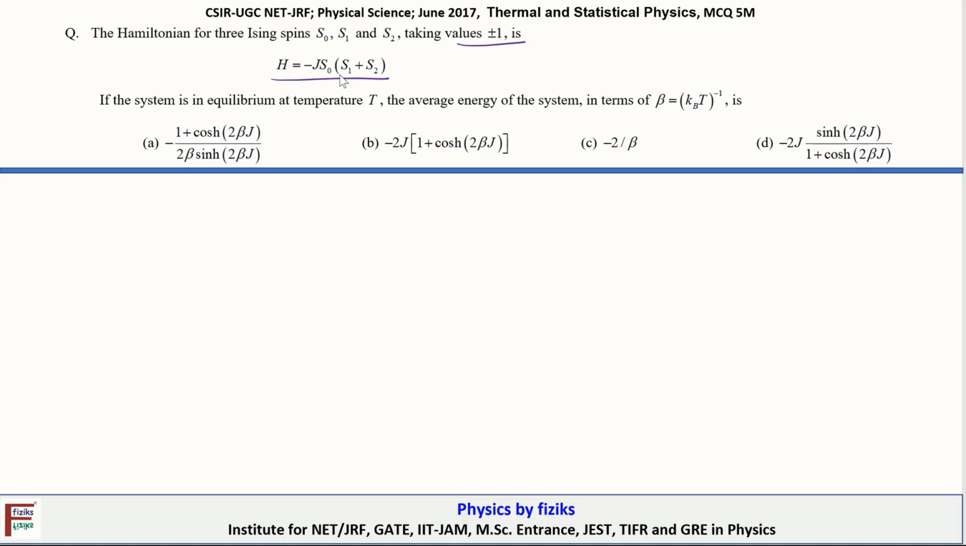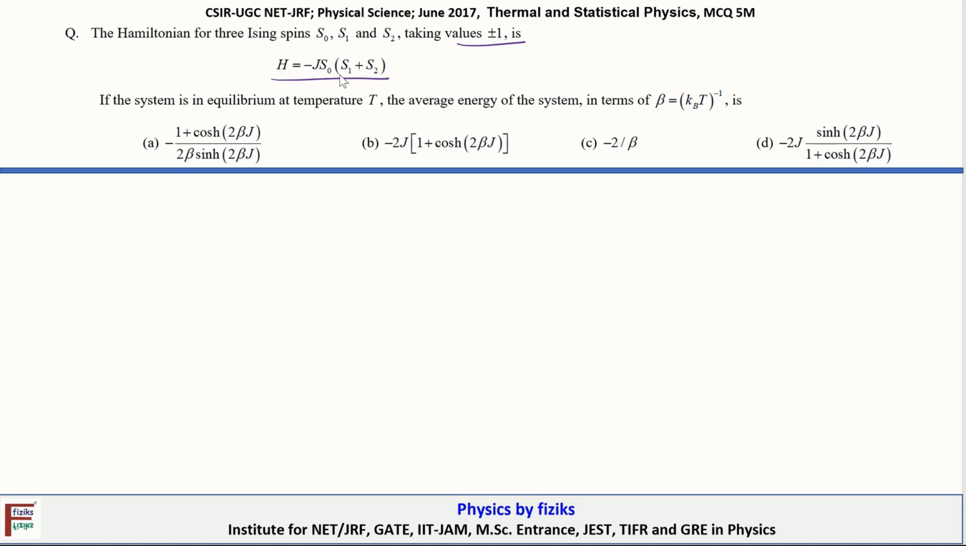If this system is in equilibrium at a certain temperature T, what is the average energy of the system in terms of beta? So we have to find the average energy, and we can do this by simply working out the expression for the partition function, and then from there we can find the expression for the average energy of the system. So let's try to solve this problem.